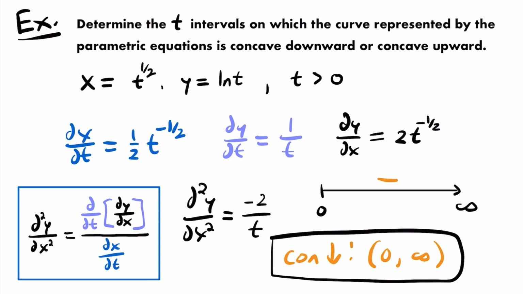We didn't have to use that second method of drawing the number line and testing a value of t for this example because our second derivative was pretty simple, but that second method that we just went through will be very helpful for other examples where the second derivative is not as nice. All right, and so let's take a look at another example of determining the t intervals of concavity for a curve represented by parametric equations.